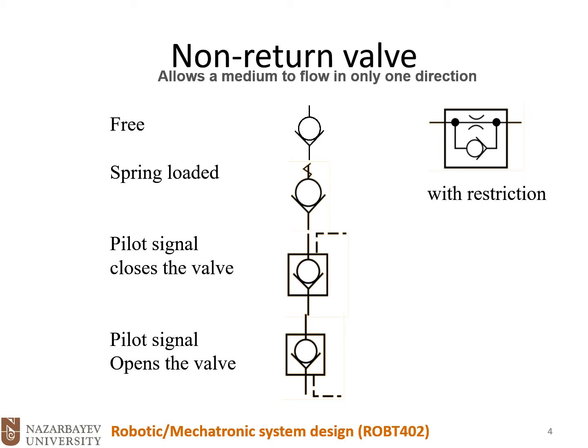The first one is a non-return valve, which allows a medium to flow in only one direction. This one is a free one. In this one, the air in the pipe could flow from down to top, but cannot flow from top to down because of this small ball here. And this small ball will block the pathway.